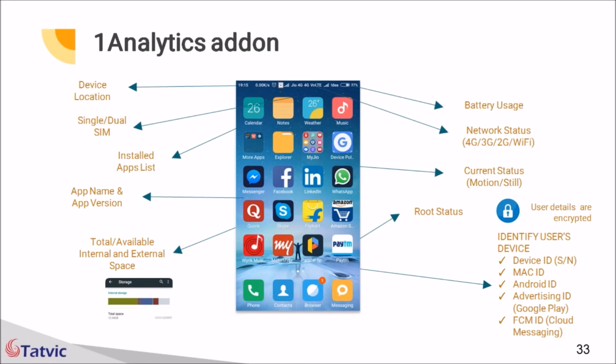A user has uninstalled the application due to storage space issues. To identify each device, we track the device ID, back ID, Android ID, advertising ID, and obviously FCM. All this information is encrypted, and based upon this information, you can also predict the uninstalls and the reason behind those.